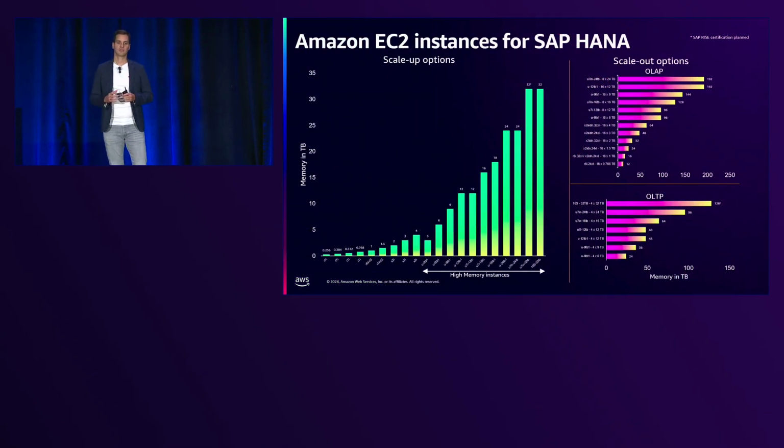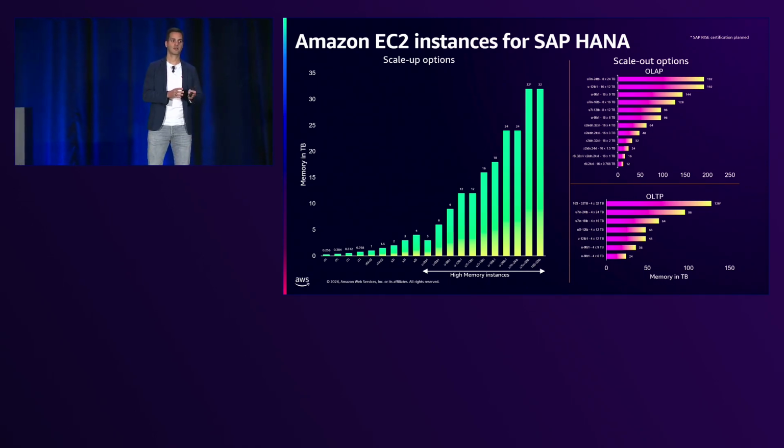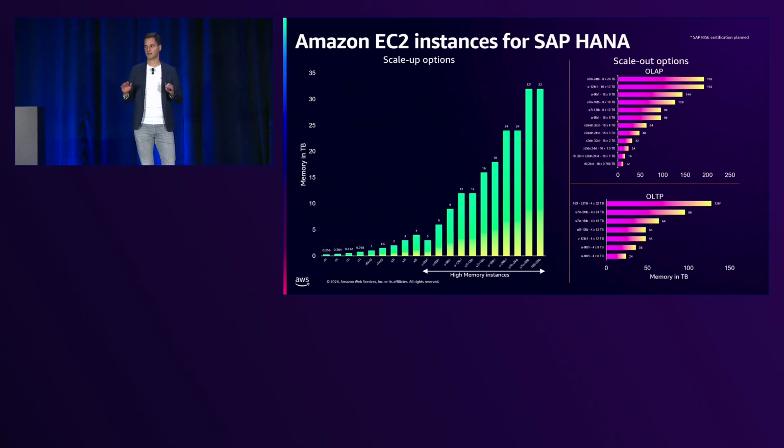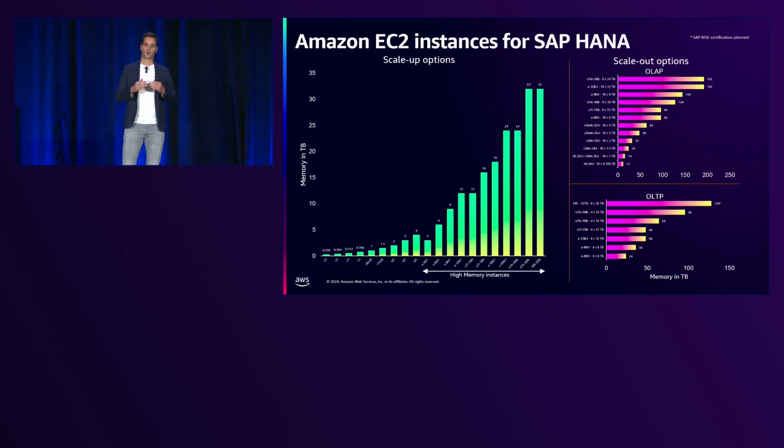Let's first have a look at the entire portfolio which is certified for HANA workloads on AWS. SAP differentiates the certification between scale up, where everything on the HANA instance runs on a single EC2 instance, and scale out, where you're using multiple instances for your HANA workload. And also between OLAP for analytical workloads like BW and OLTP for transactional workloads like S/4HANA.